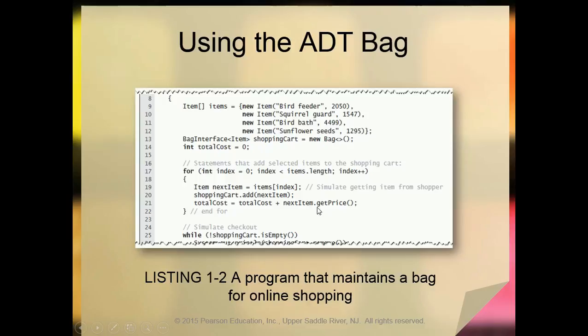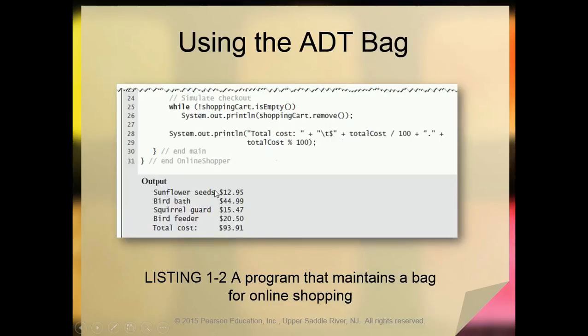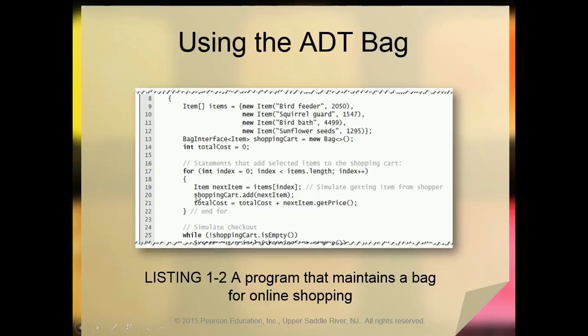Then it does a getPrice, so evidently the item class has price data associated with it. It adds the selected items to the shopping cart. In the checkout process, the author has this while loop that removes items from the bag. While the shopping cart is not empty, remove the items from the bag, and then print the total cost, which was calculated in this for loop.